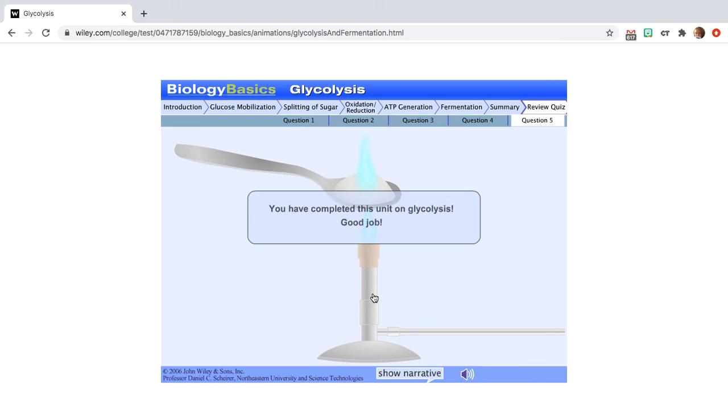You have completed this unit on glycolysis. Good job!